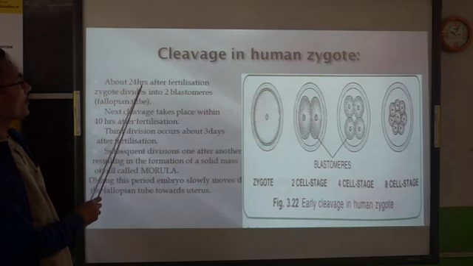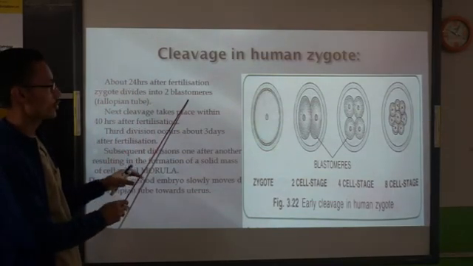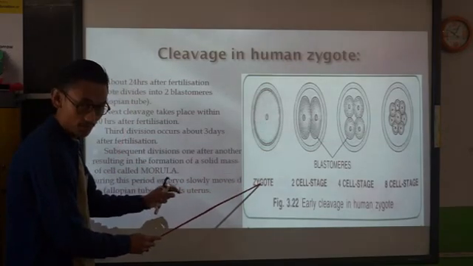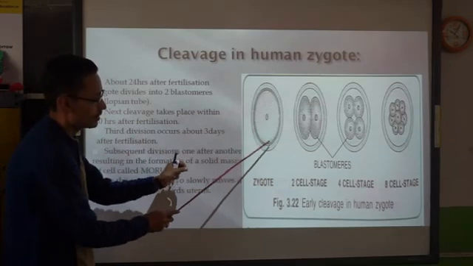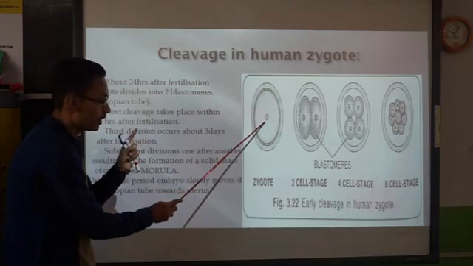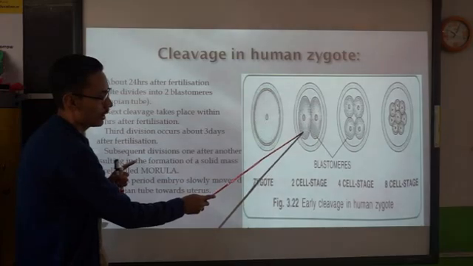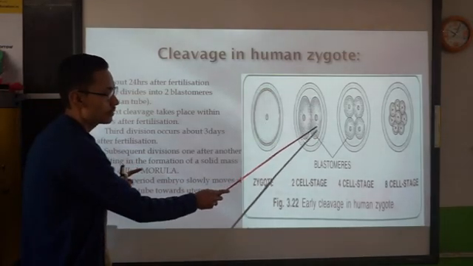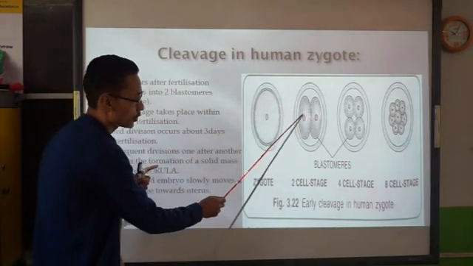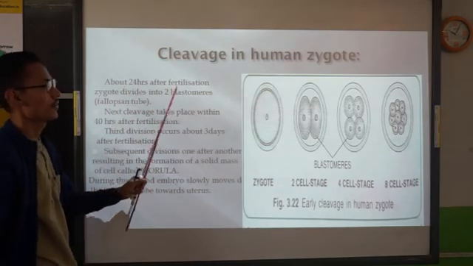Alright, now let's see the zygote. About 24 hours after fertilization, the zygote divides into 2 blastomeres. That means a single cell zygote. Alright, listen very carefully. A single cell zygote which is diploid, 2n, will divide into 2 blastomeres. You can see over here 1, 2. So these are the 2 blastomeres. Clear? So a single cell zygote will divide into 2 blastomeres within 24 hours after fertilization.